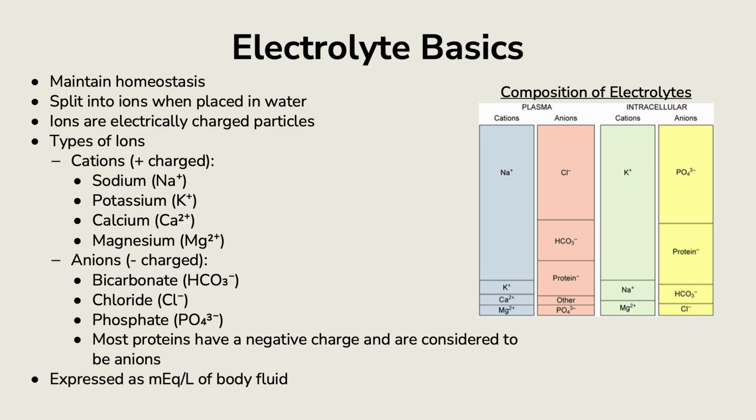They play essential roles in what? Maintaining fluid balance, nerve conduction, muscle contraction, and acid-base balance. Positively charged ions, the cations, include sodium, potassium, calcium, magnesium. Negatively charged ions are called anions. I'm sorry, I can never pronounce this word. These include bicarb, chloride, and phosphate.